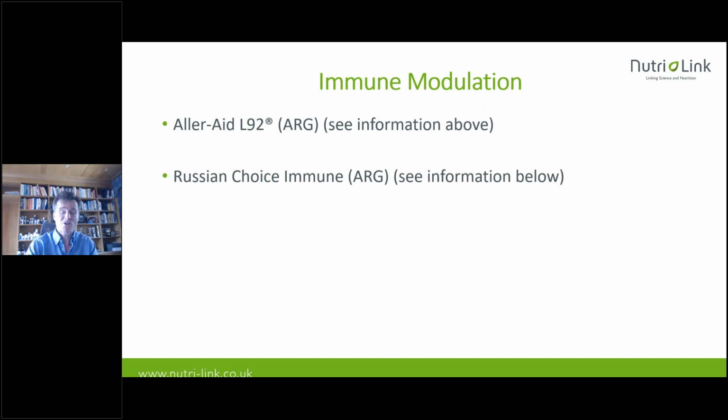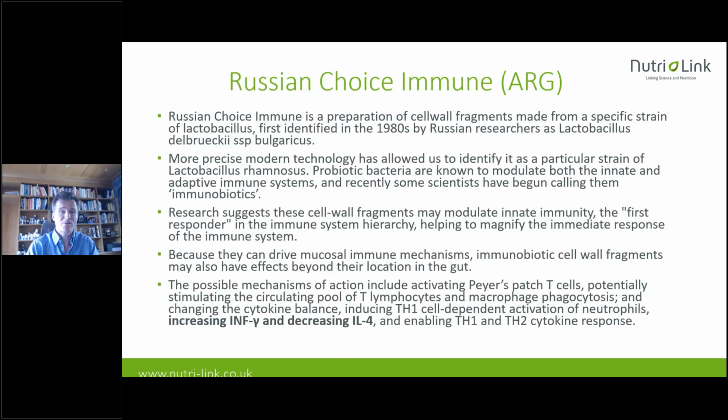And there's also something called Russian Choice Immune. Here's some information. Effectively, it's a cell wall bacteria from a specific strain of bacteria, first identified in the 1980s by Russian researchers, hence Russian Choice being the name. It's something called Lactobacillus delbrueckii subspecies bulgaricus, and that refers to Bulgaria, effectively. And it's a specific strain of Lactobacillus rhamnosus.